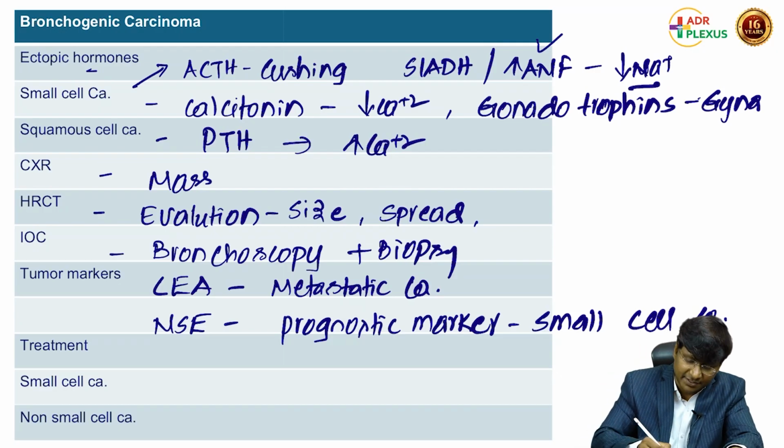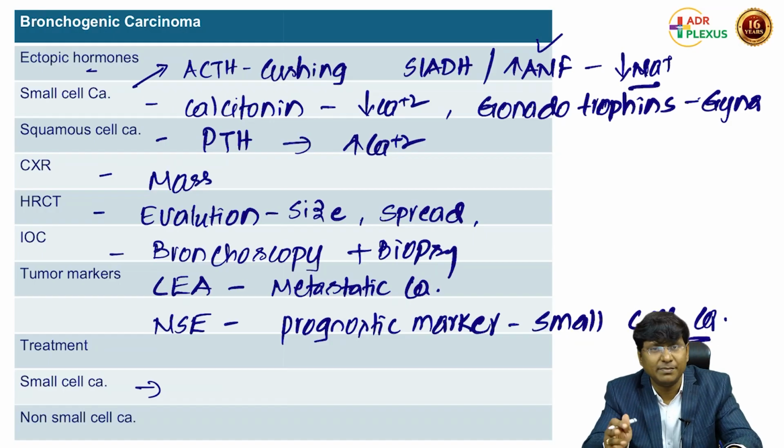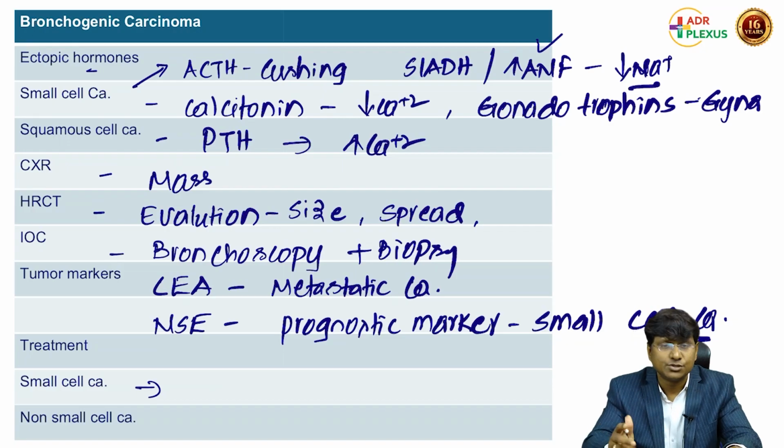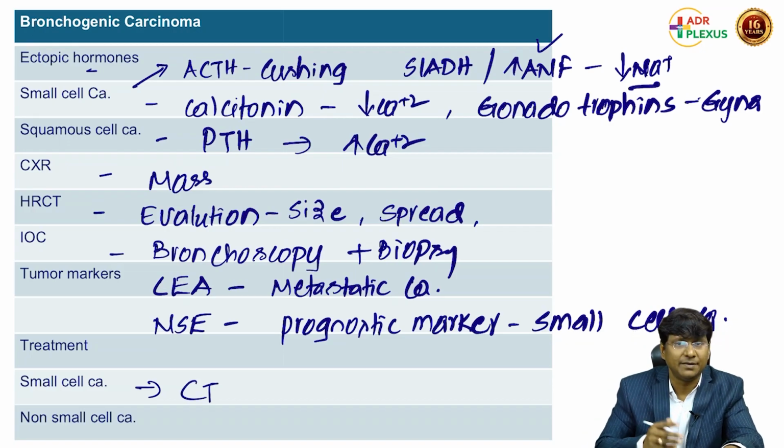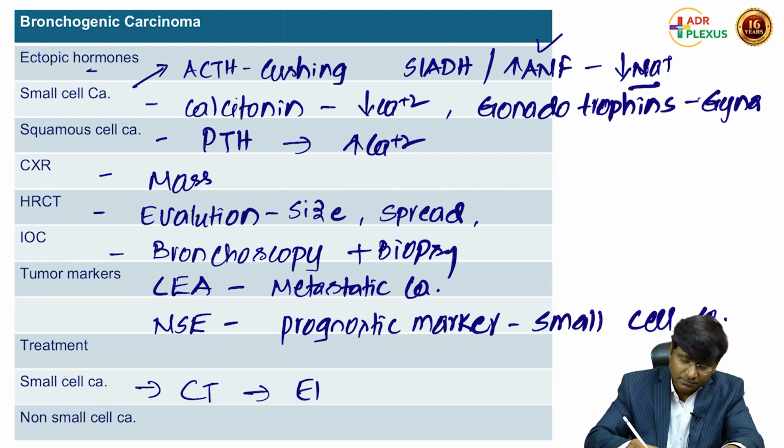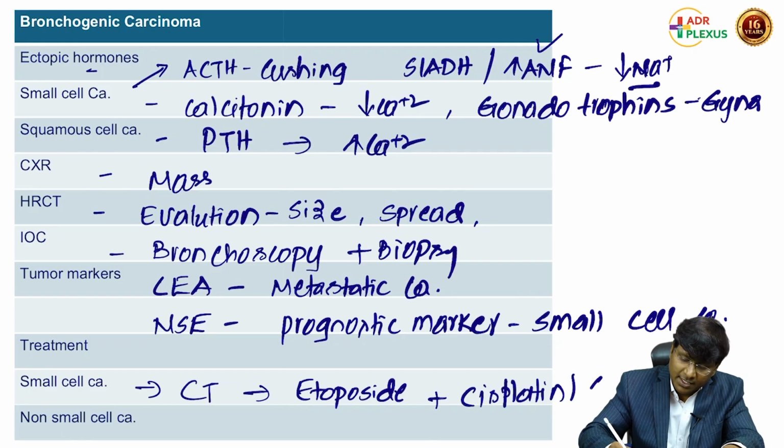Then if you take the treatment in these individuals, in small cell carcinoma, surgical resection will not be useful because small cell carcinoma is a highly aggressive tumor. It spreads, it metastasizes. So these patients will require chemotherapy, and the chemotherapy given in case of small cell carcinoma includes drugs like etoposide plus cisplatin, right, or carboplatin may be supplemented. That is in case of small cell carcinoma.